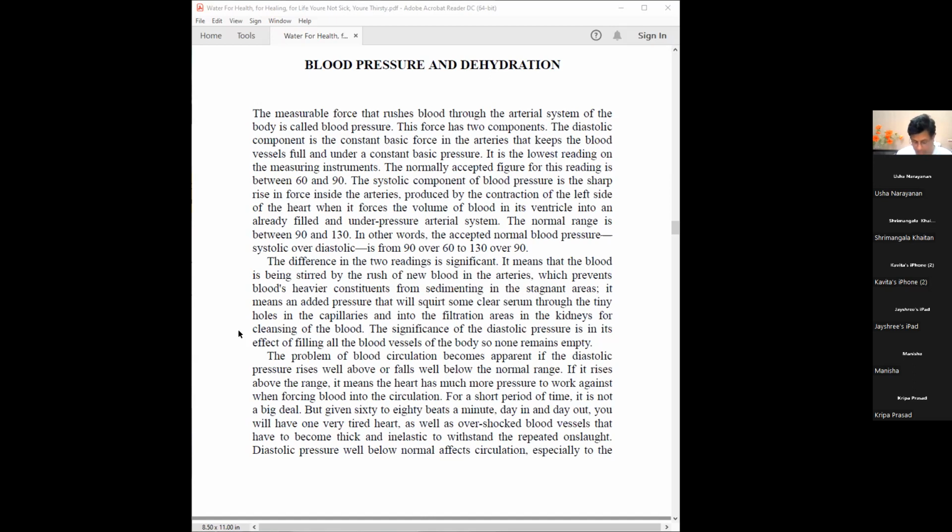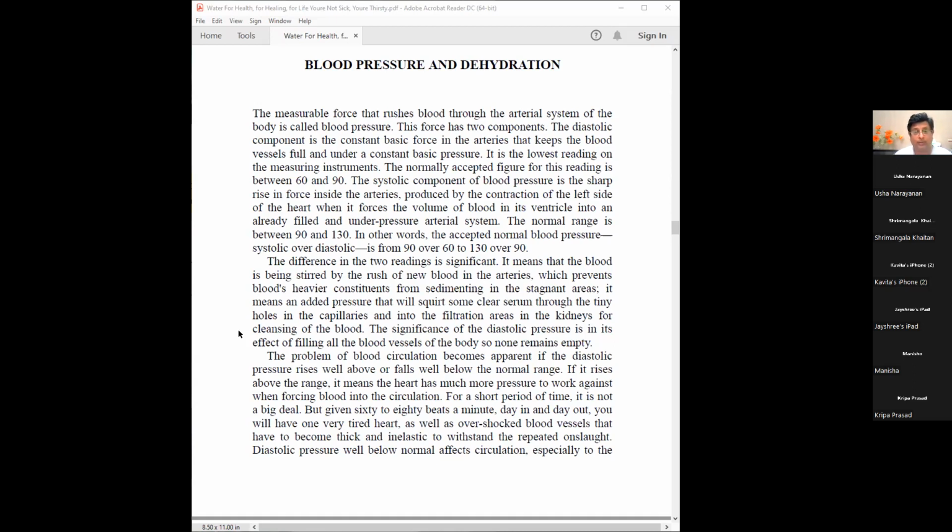The difference in the two readings is significant. It means that the blood is being stirred by the rush of new blood in the arteries, which prevents blood's heavier constituents from sedimenting in the stagnant areas. It means an added pressure that will squirt some clear serum through the tiny holes in the capillaries and into the filtration areas in the kidneys for cleansing of the blood. The significance of the diastolic pressure is in its effect of filling all the blood vessels of the body, so none remains empty. So again, this is like a pressure system, right?